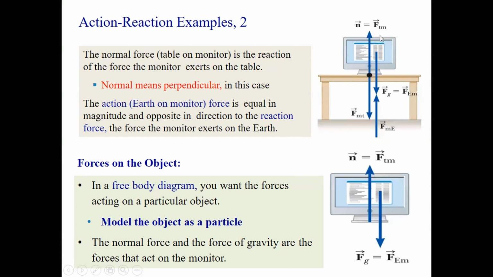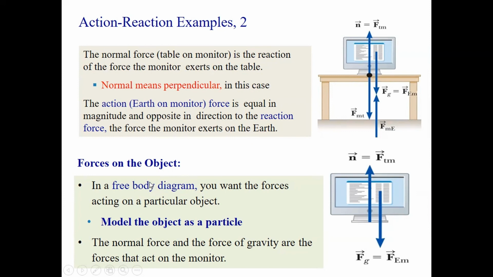This N, the table force on the monitor, is shown as Tm, and this force is a normal force. It means it is perpendicular in this case, and the action is actually the Earth exerting a force on the monitor, and the Earth is exerting a force of equal magnitude and opposite direction to the reaction force, which the monitor is exerting on the Earth.